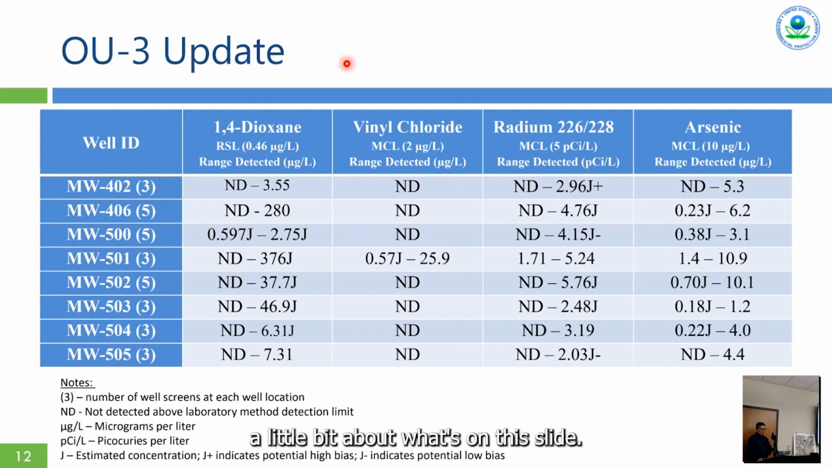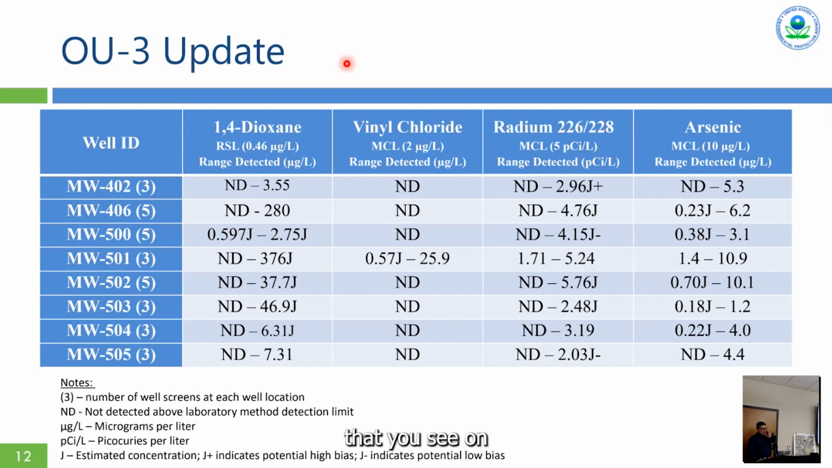A little bit about what's on this slide. So ND is not detected. That means it's below a concentration that the lab cannot see. So it doesn't mean it's zero, but it just means they can't detect it. It's below a certain level.